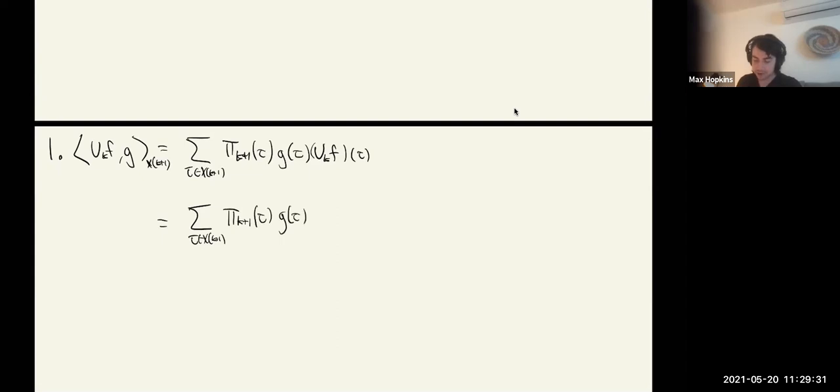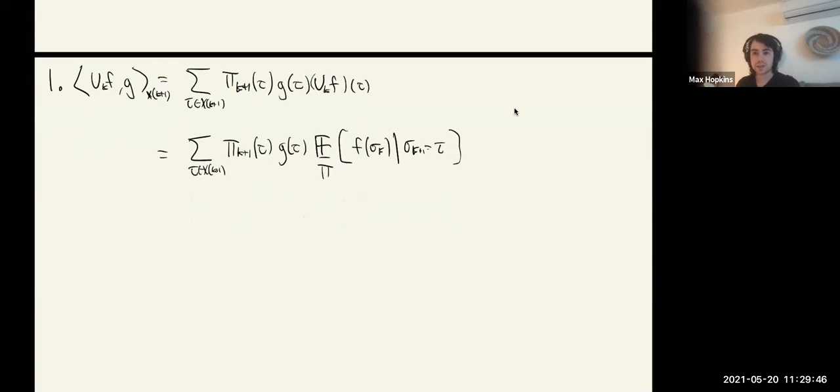G tau, but now I'm going to plug in this expectation. So this is the joint expectation of what? It's F sigma K, given that sigma K plus 1 is equal to tau. And I now argue that we're basically done. And why is that? Well, let's look at how G and F here are jointly distributed, the k+1 face and the k face that we get.